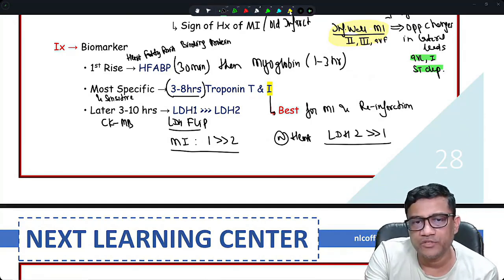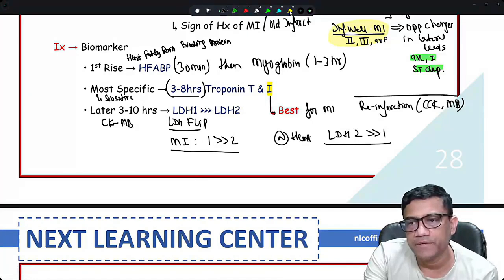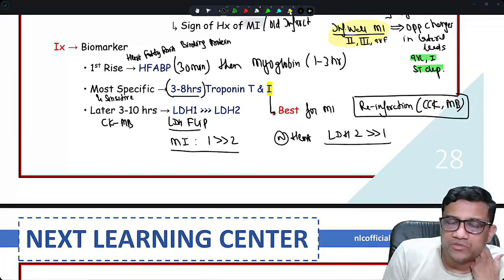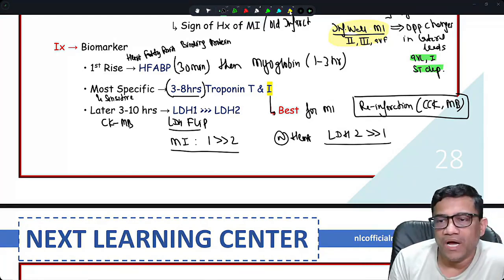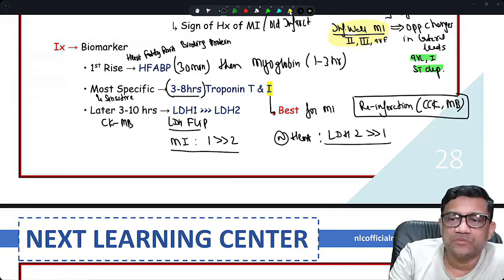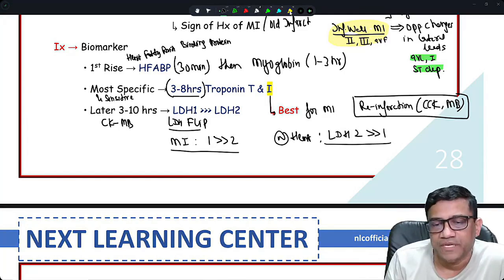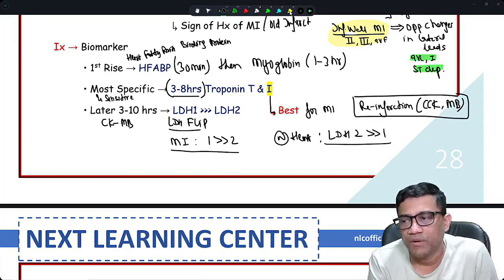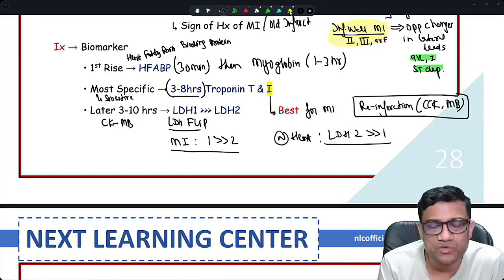For reinfarction, we should use CK-MB. Change it: reinfarction, CK-MB. And then there is also the LDH flip. What is the LDH flip? In a normal heart, LDH2 is more than LDH1 in the blood. But after an MI, the LDH flips. The 1 becomes more than the 2. That is called the LDH flip.